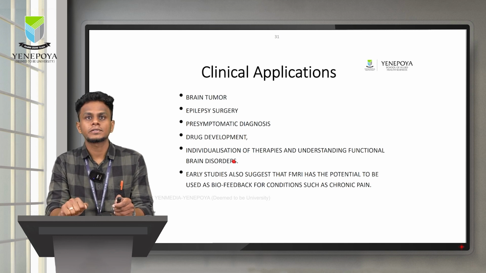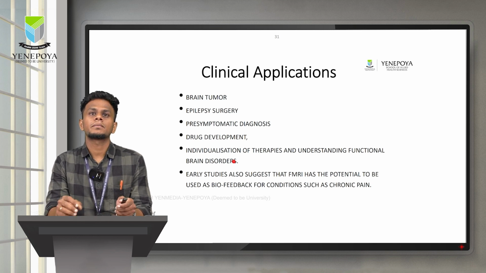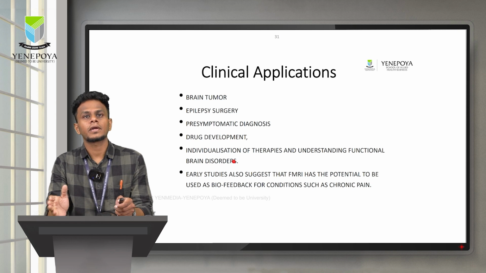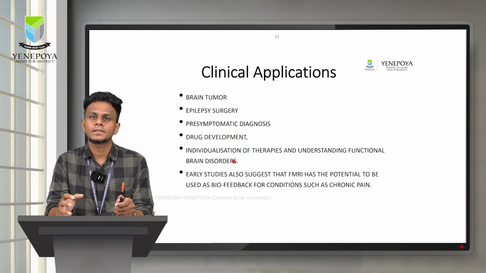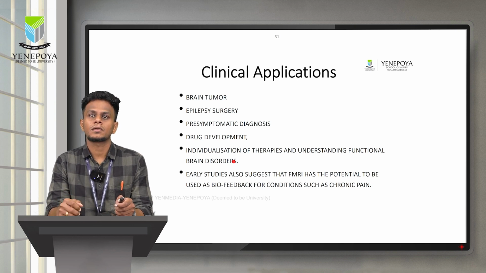And pre-symptomatic diagnosis: in cases like autism, or early diagnosis of a pathology that is going to develop, you can diagnose it very well pre-symptomatically. Then it helps in drug development for industrial purposes, individualization of therapies, and understanding functional brain disorders. A lot of neurosurgical studies and neuro research are going on with fMRI, so they can detect a lot of brain disorders at an early stage. That is how fMRI is very helpful.